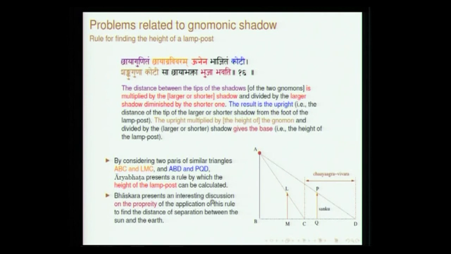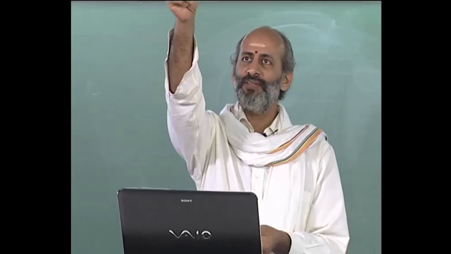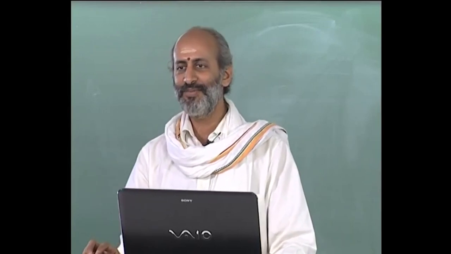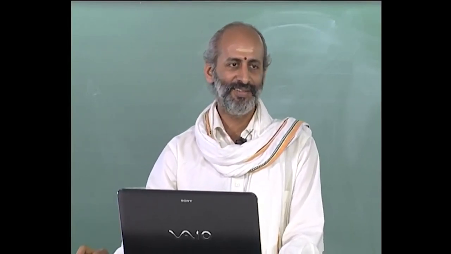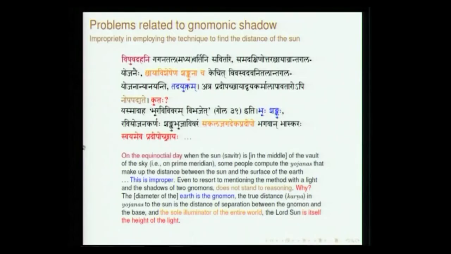Bhaskara presents some interesting discussion on the propriety of the application of this rule to find the distance of separation between the sun and the earth. One can think of the sun to be a sort of lamp, a lamp post, so one can use this rule. Can we conduct such an experiment and then get the distance of the sun from the earth? This is what he is discussing.